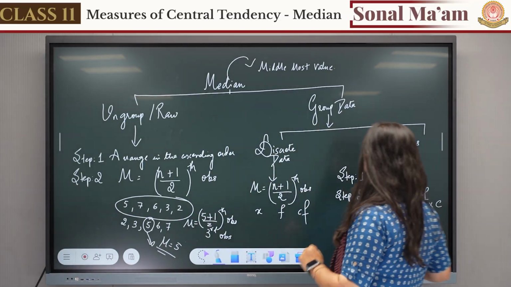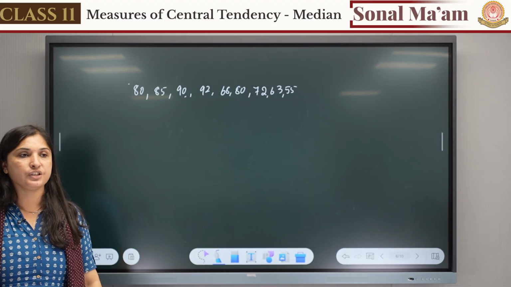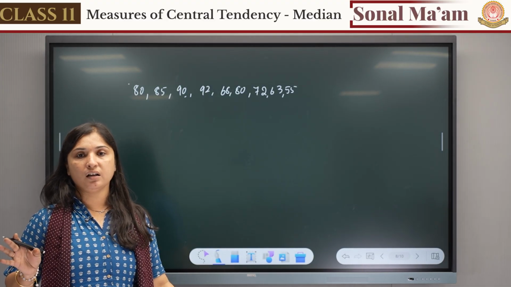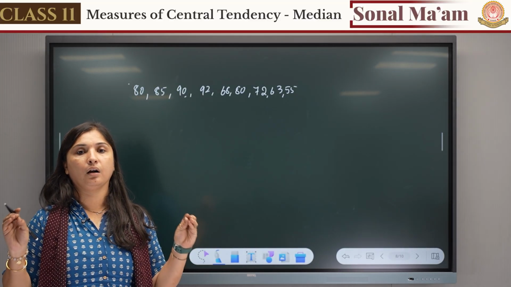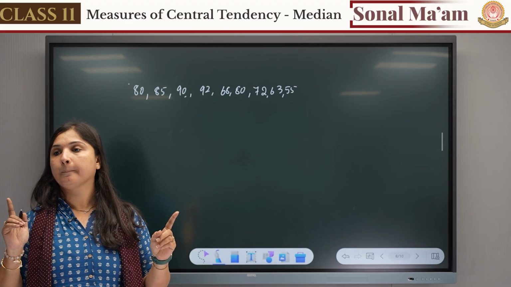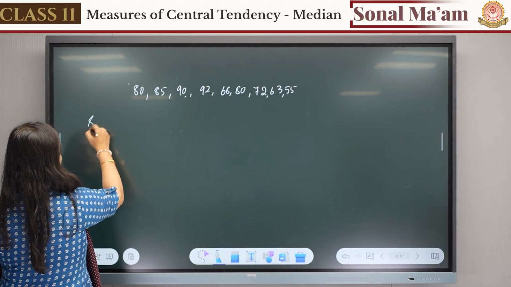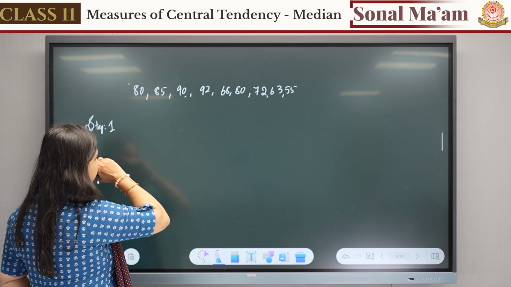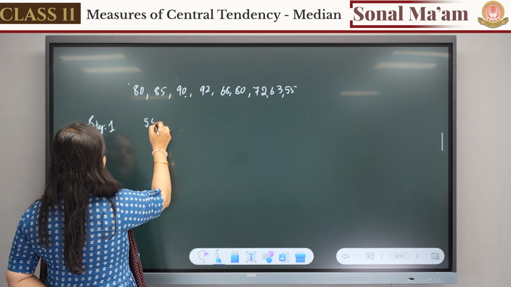Okay, let's see. Okay, which kind of observation is this? Which type of data is this? Ungrouped raw data. It is not discrete, it is raw data. There are no frequencies given over here. Step 1, what is to be done? Yes, step 1 is to arrange this in the ascending order. Let's do step 1. Which is the lowest number over here? The lowest number over here is 55.